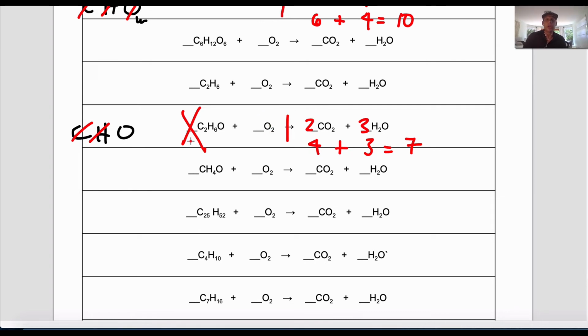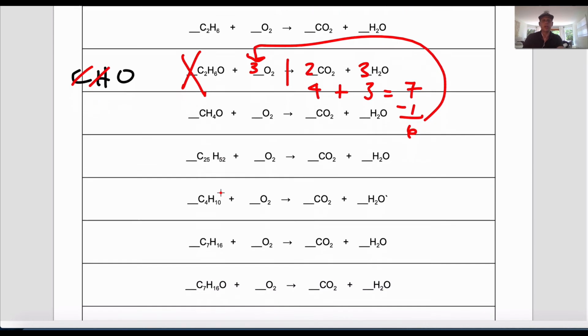Okay. So I need 7 total O's. So if I make this 6 by putting a 3 there, 3 times 2 is 6 plus 1 is 7. Okay. So if you see that lone O over there, just subtract 1 out to make 6, and then that's where we get that right there. Okay, and let's do one other example.